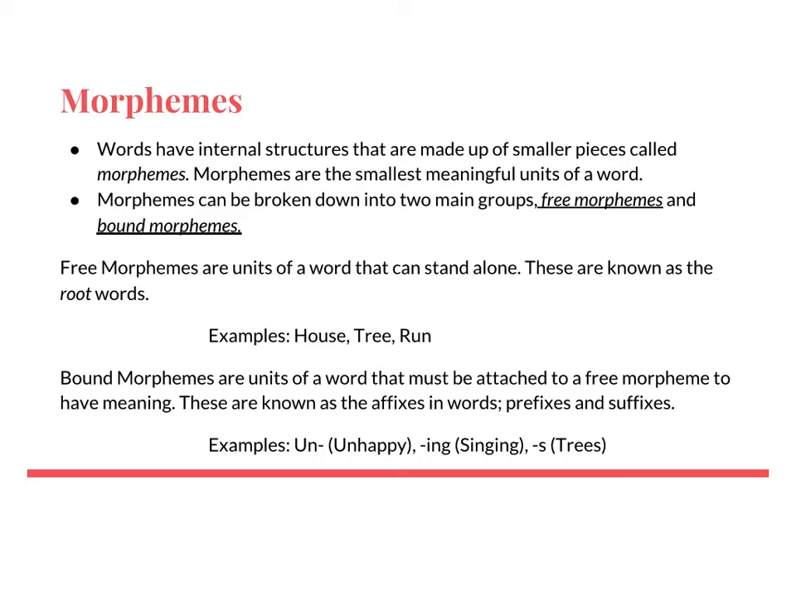Morphemes. Words have internal structures that are made up of smaller pieces called morphemes. Morphemes are the smallest meaningful units of a word. Morphemes can be broken down into two main groups: free morphemes and bound morphemes. Free morphemes are units of a word that can stand alone. These are known as the root words. Examples of this are house, tree, and run.